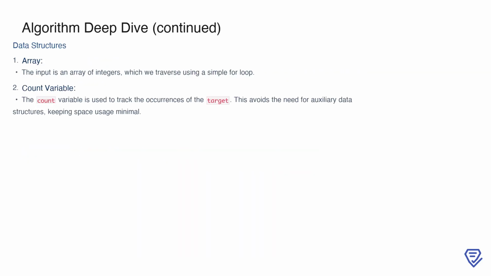The problem relies on 2 simple data structures. First, the array itself, which contains the integers we need to analyze. The algorithm processes this array linearly, visiting each element exactly once.